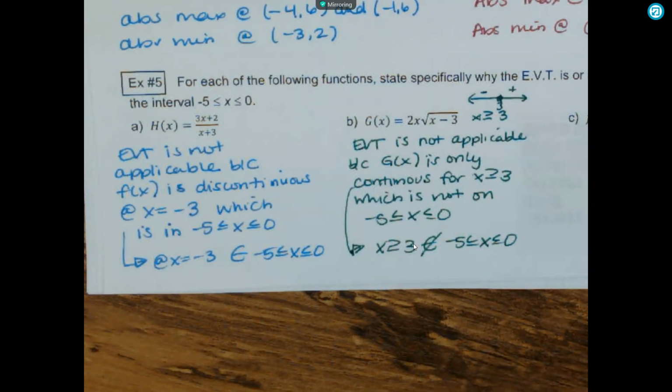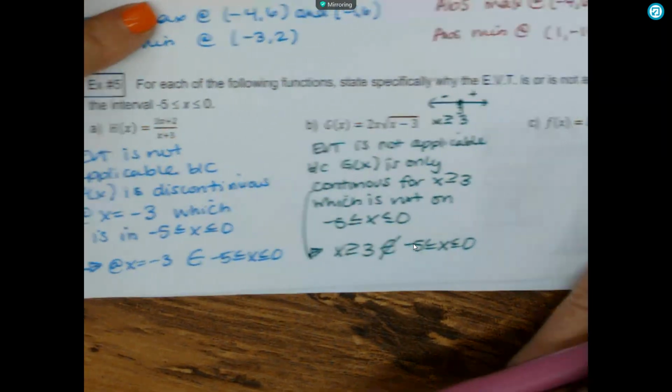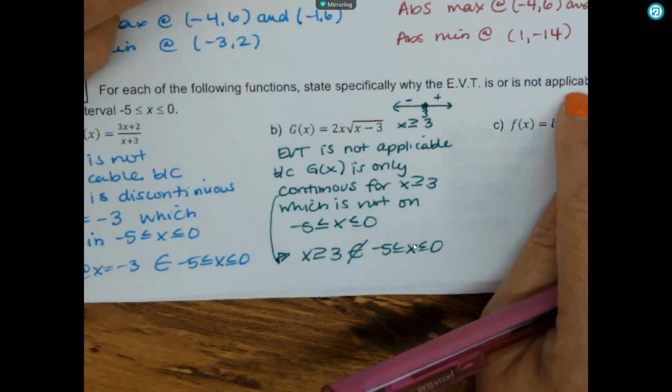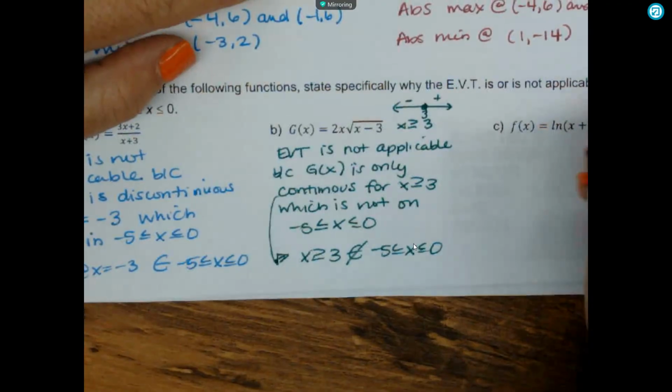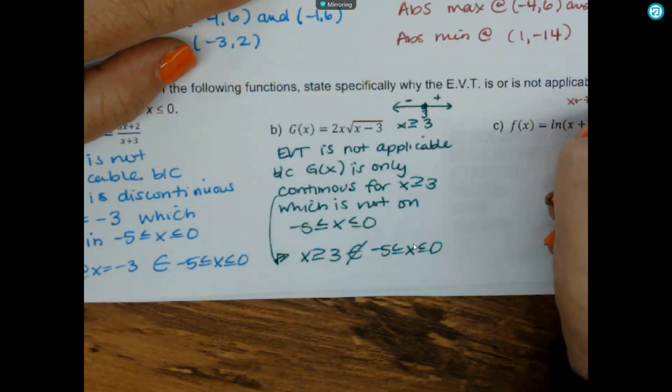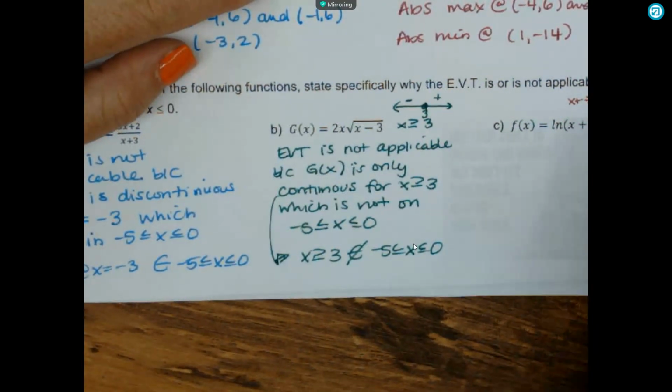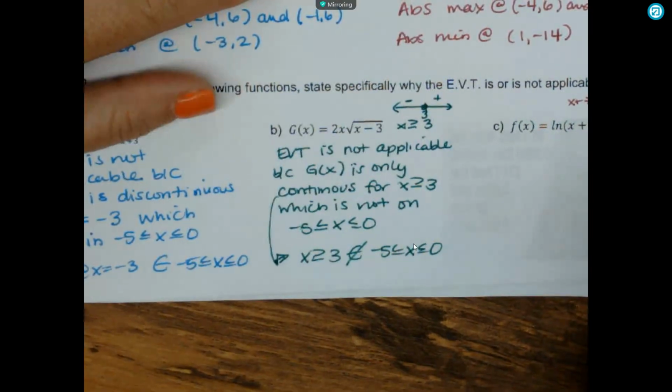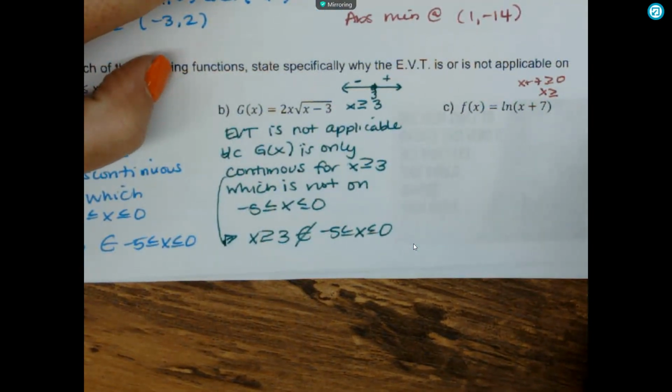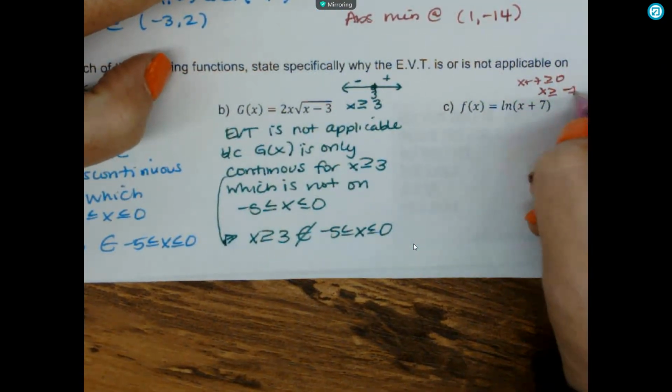All right. What are our stipulations on natural logs? What can they not be? You can't take the natural log of a negative number. Okay, you can't take the natural log of a negative number. So we know that x plus 7 has to be greater than or equal to 0, right? So therefore, x has to be greater than or equal to -7, correct? Is everybody with me?